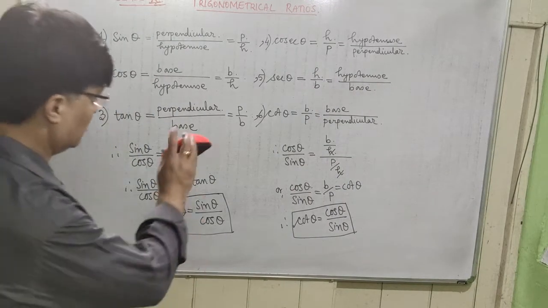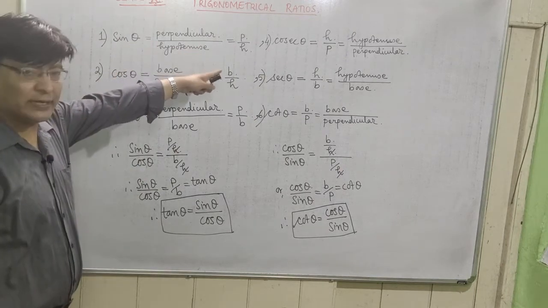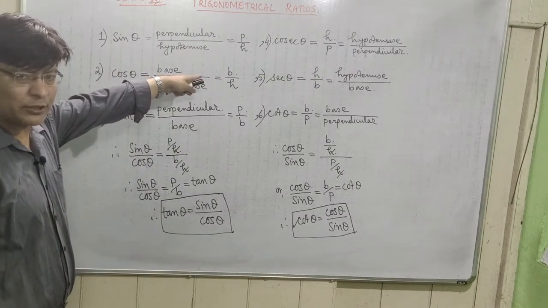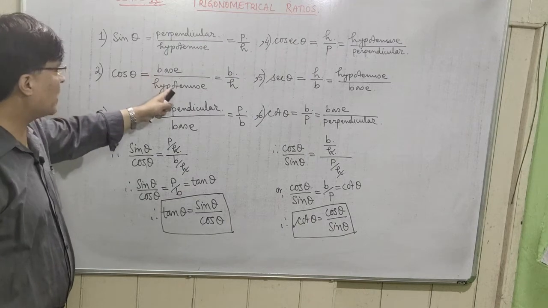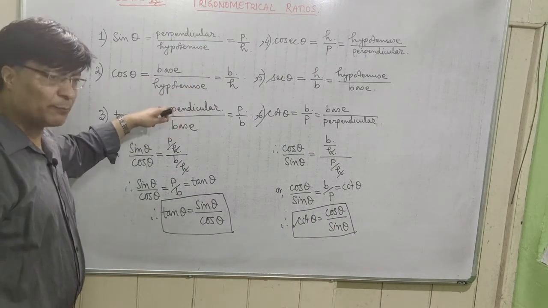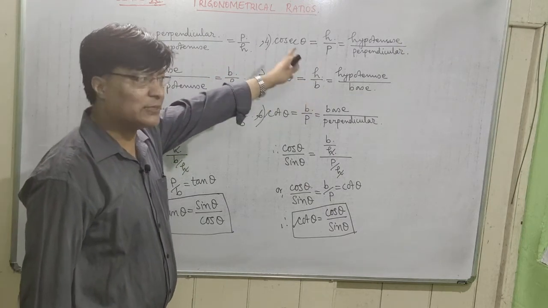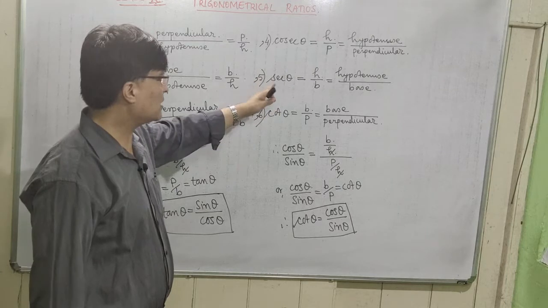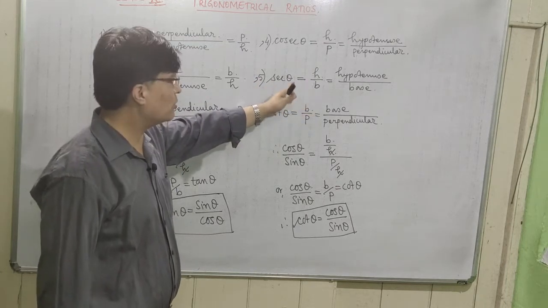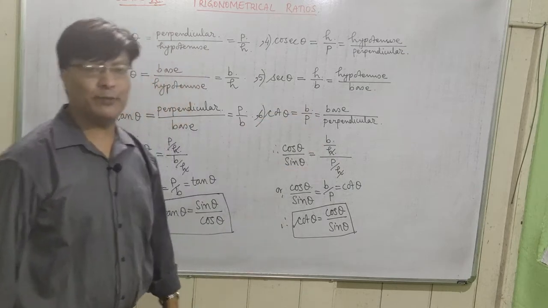So now you should memorize all these formulas. Sin theta is equal to P by H, perpendicular by hypotenuse. Cos theta is equal to base by hypotenuse, which is B by H. Tan theta is equal to P by B, that is perpendicular by base. Cosec theta is equal to hypotenuse by perpendicular, that is H by P. Sec theta is equal to hypotenuse by base, which is H by B, and cot theta is equal to B by P, which is base by perpendicular.